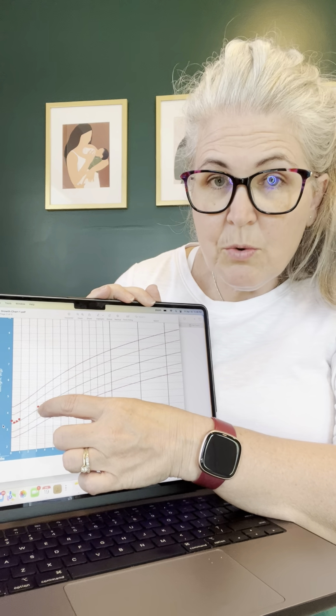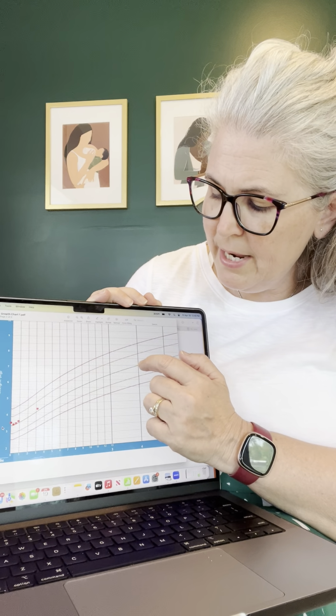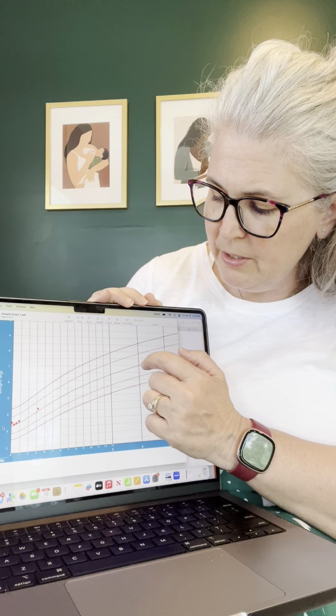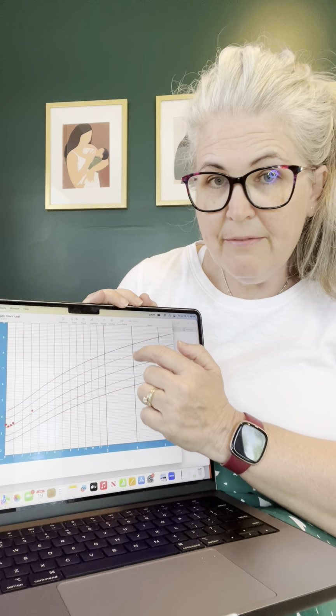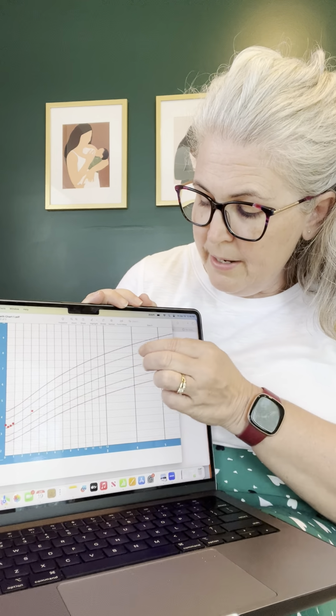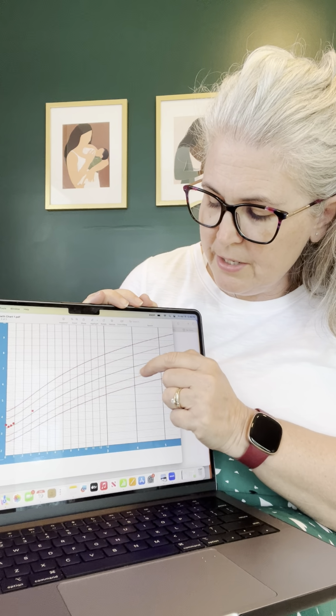If I was to weigh this baby at 4 months, I would expect them to be right around here between these yellow lines, somewhere on the top or bottom of the green. It is okay if they move within one deviation here. Each one of these little sections is called a deviation.